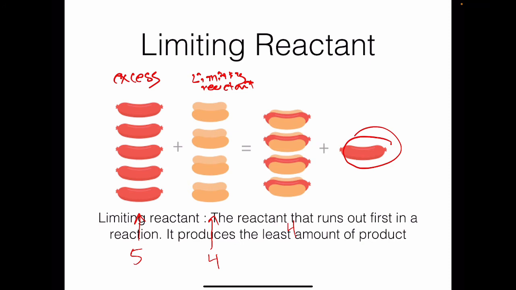So the limiting reactant is the reactant that runs out first in a reaction. So we saw in this case that we only had 4 buns, so we could only make 4 total hot dogs. It produces the least amount of product. If I'm going off the dogs, I could create 5 hot dogs. If I'm going off the buns, I can only create 4. So therefore, the buns are the limiting reactant and the dogs are in excess.